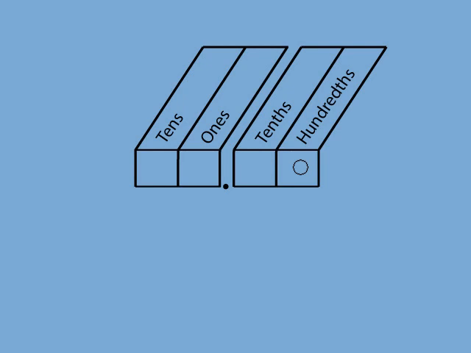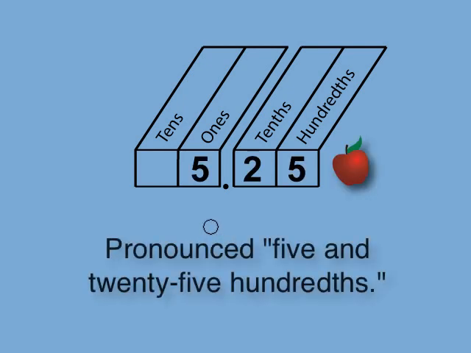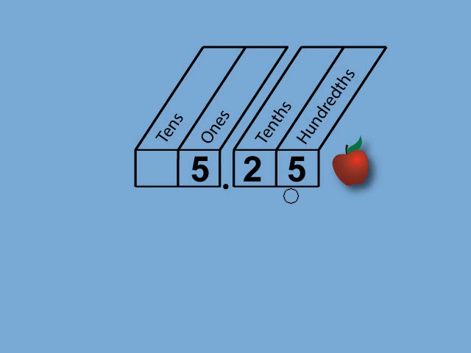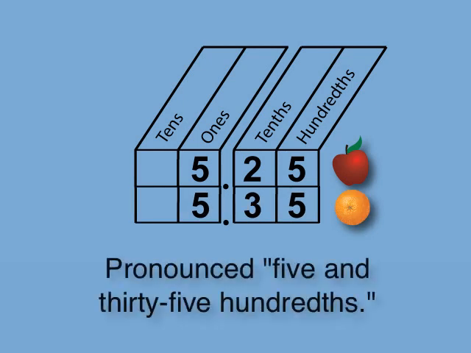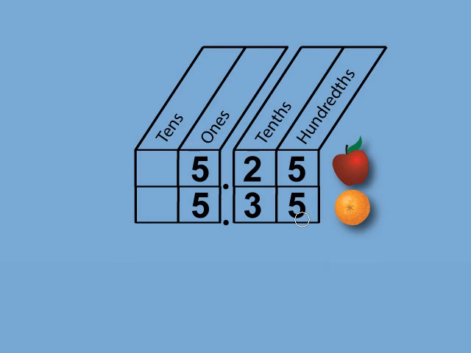We are told that there are 5.25 pounds of apples. As you can see, the 5 is in the ones place, the 2 is in the tenths place, and the 5 is in the hundredths place. We are also told that there are 5.35 pounds of oranges. So we place the digits here. The 5 is in the ones place, the 3 is in the tenths place, and the 5 is in the hundredths place. To determine which number is greater, compare the place value of the digits.